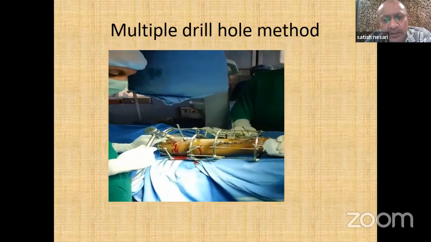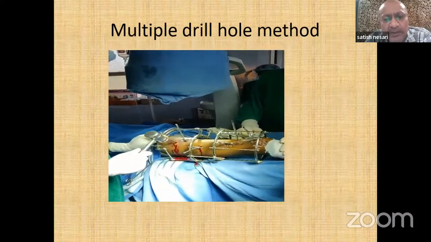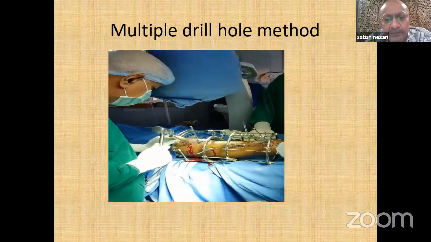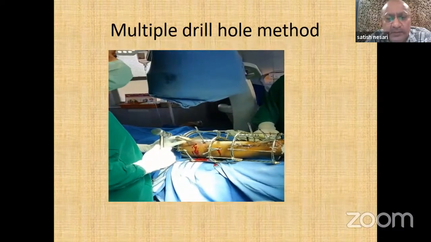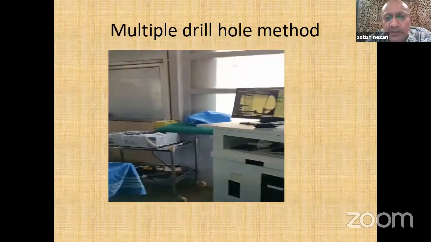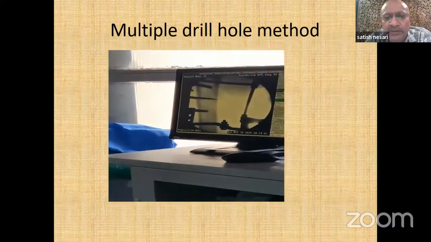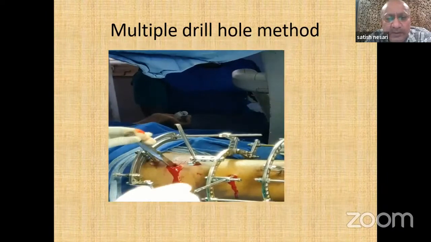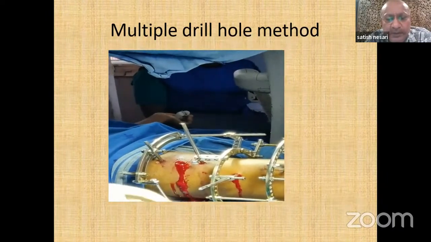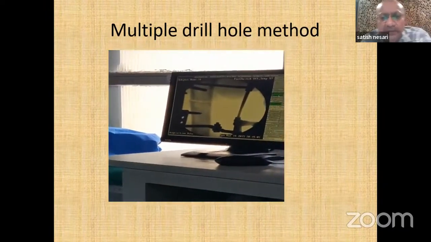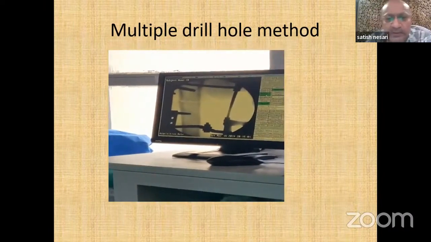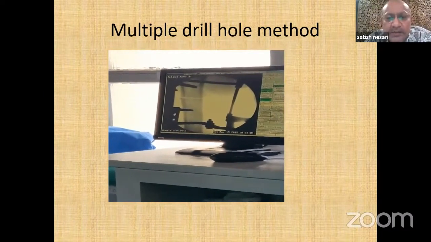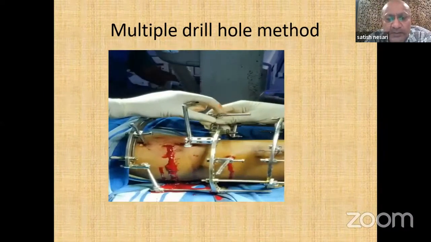Now, with the help of a 5 mm or 10 mm osteotome, I connect the multiple drill holes which I have made. This has to be constantly monitored under the C-arm to prevent inadvertent piercing of the opposite cortex. You can see a nice linear corticotomy has been done.